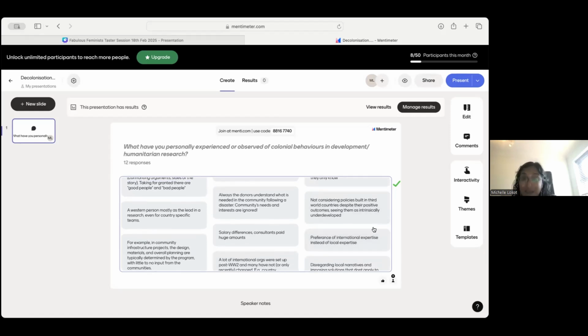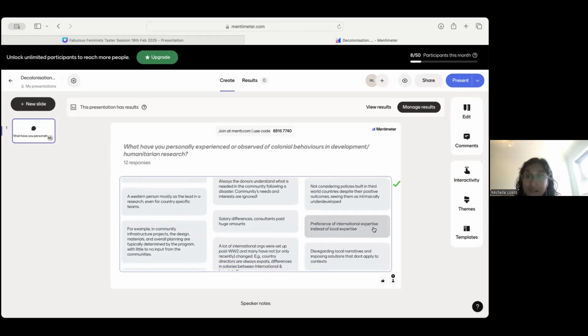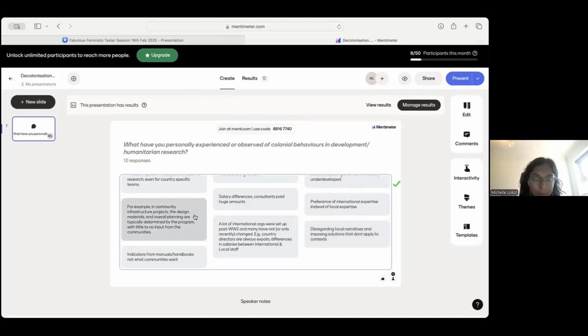Not considering policies built in third world countries despite their positive outcomes, seeing them as intrinsically underdeveloped. Community infrastructure projects, the design, materials, planning are determined by the program with no input from communities. Salary differences, consultants are paid huge amounts. We see that a lot, these huge pay disparities between international and local staff. Preference of international expertise instead of local.